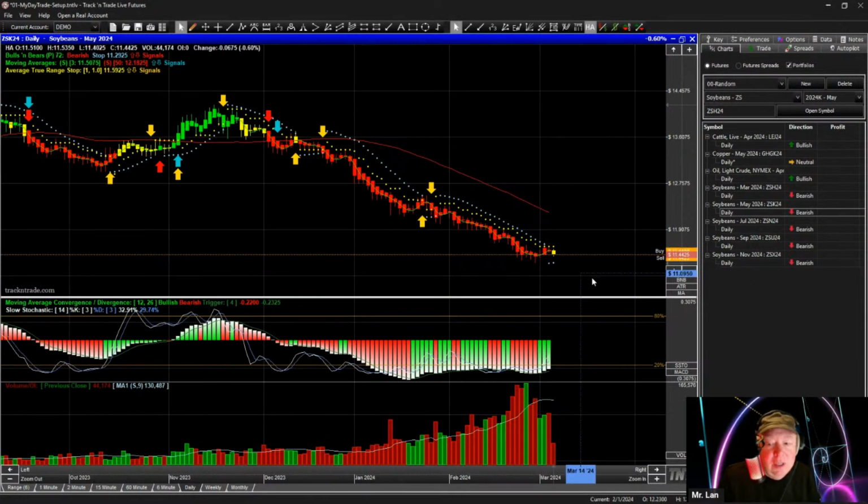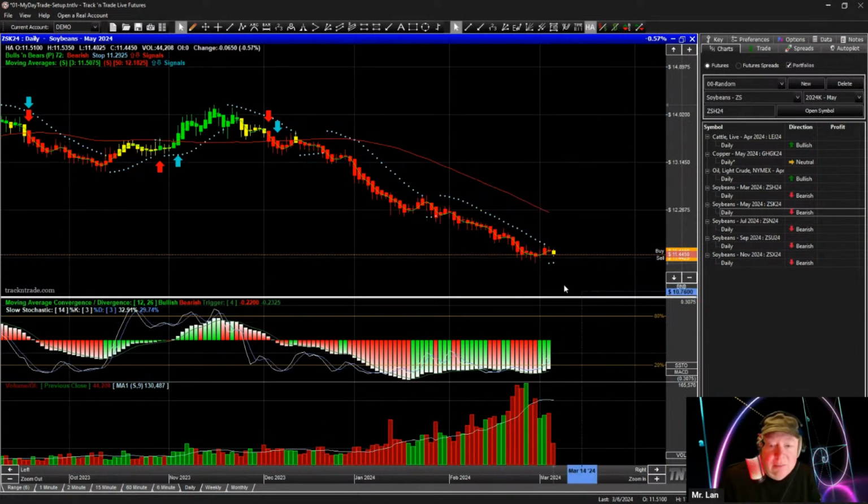So May soybeans. Let's get rid of the ATR, we don't need that. All right, just bulls and bears. There's daily soybeans. So look at that. Holy cow. Drive 1, drive 2, drive 3. We're at the bottom of a drive 3.